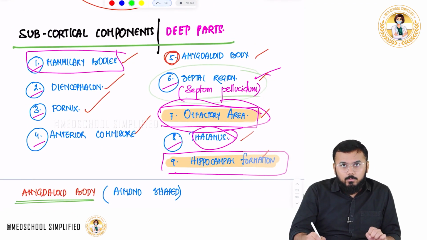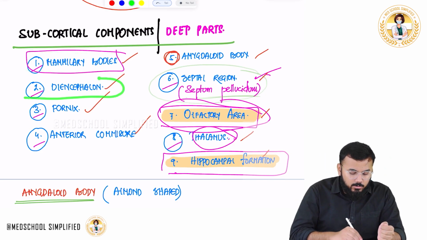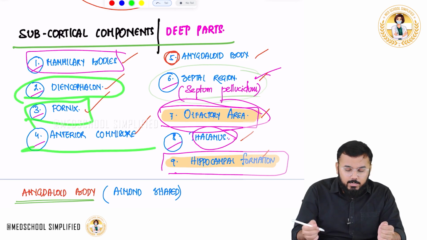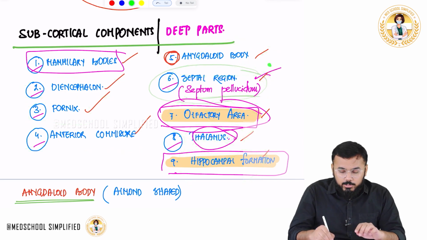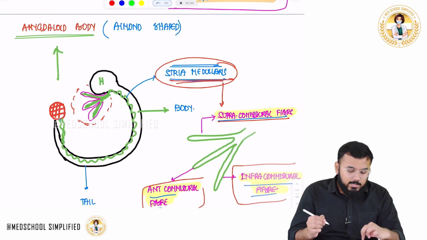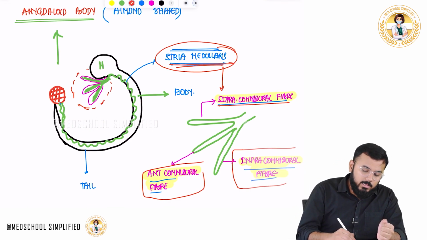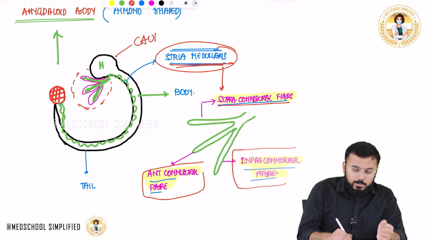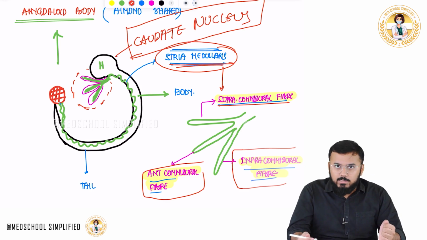Next, subcortical components or the deep part. Subcortical components consist of what? It consists of mammillary bodies, diencephalon, fornix, anterior commissure, amygdaloid body, septal region, olfactory area, thalamus as well as your hippocampal formation, right? Now, here this is the amygdaloid body. And what is this particular nucleus which I have drawn over here? This is nothing but your caudate nucleus, which is present as a part of the basal ganglia.